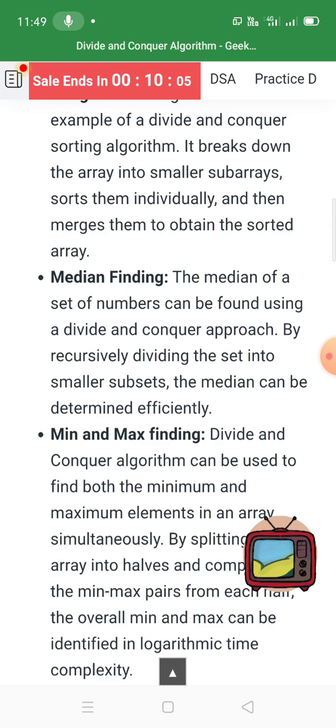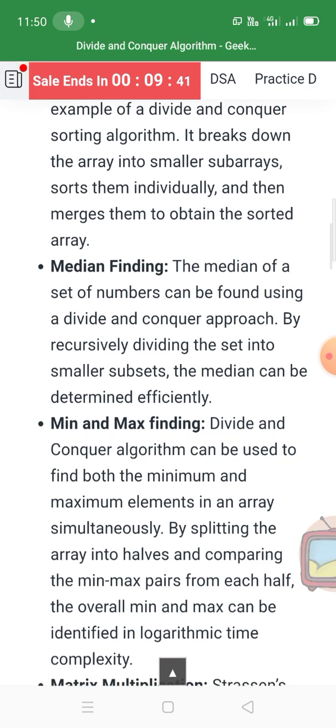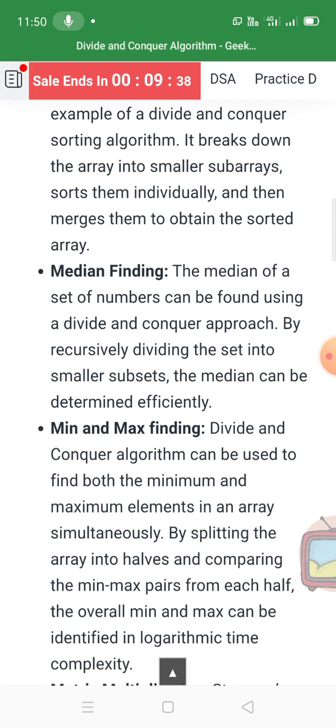Median finding means using the divide and conquer algorithm on numbers, because when there are very many numbers, a long list of numbers, you have to divide it to find the median. As in the example, four numbers are there, we find which one is the median, so we divide them into two parts. Median finding is useful to find the median place, and it is easily done with the divide and conquer approach.